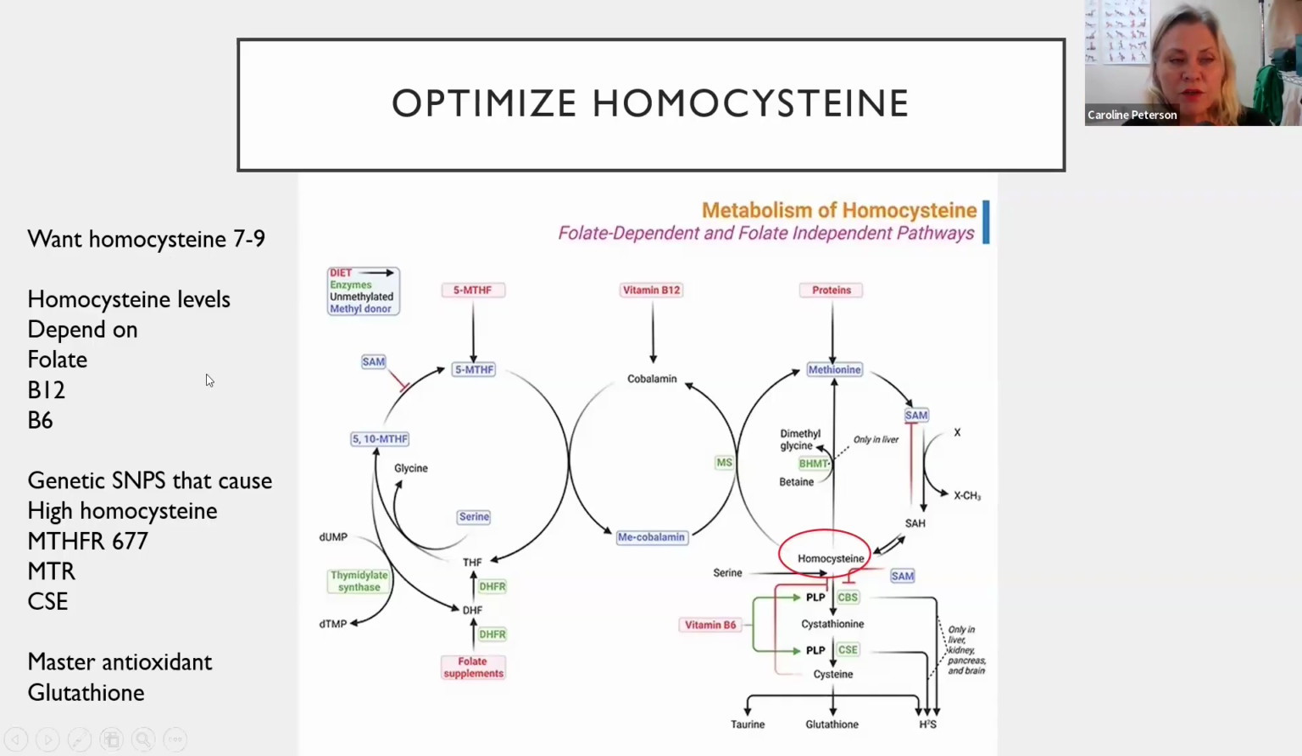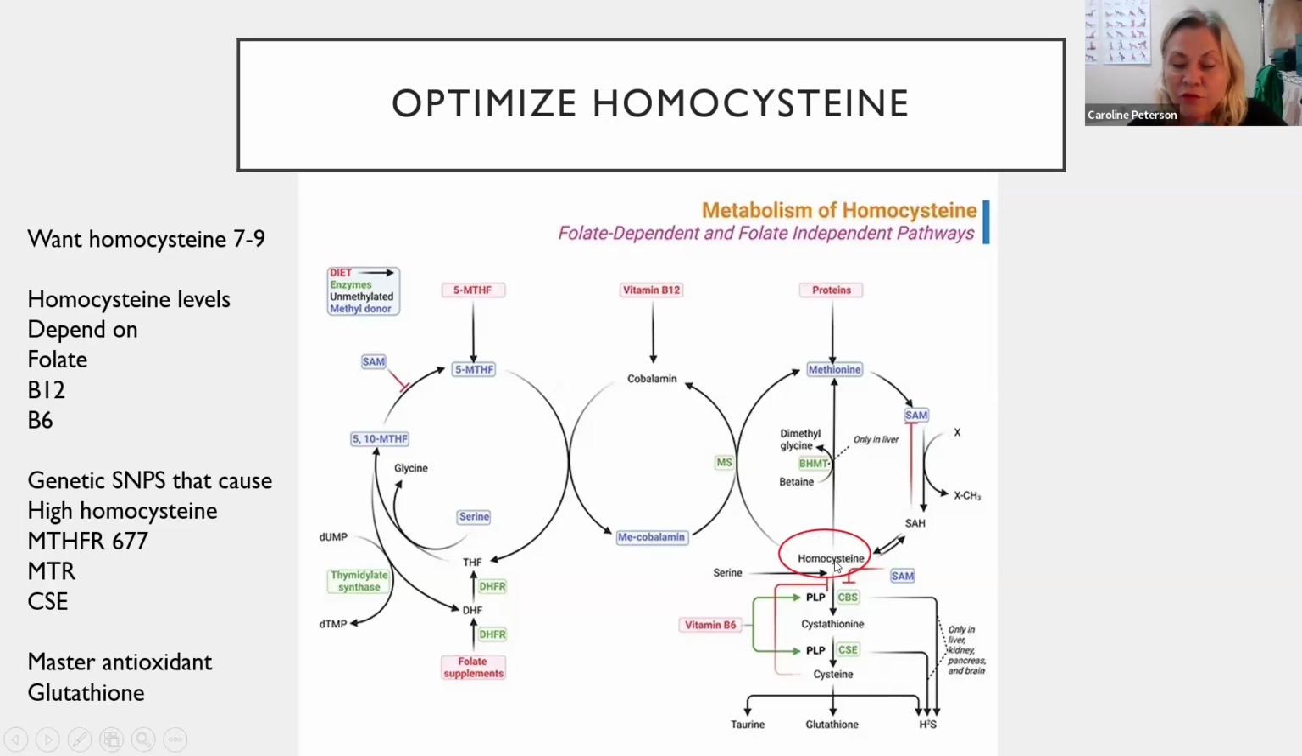So homocysteine levels are dependent on folate, B12, and B6. Here we have the folate pathway, here we have the B12 pathway, and then B6 is what pulls homocysteine down into the transsulfuration pathway.